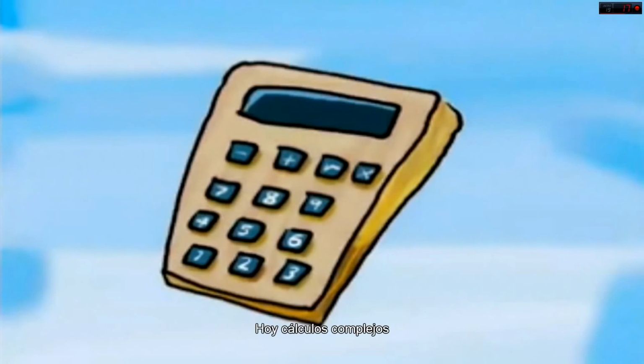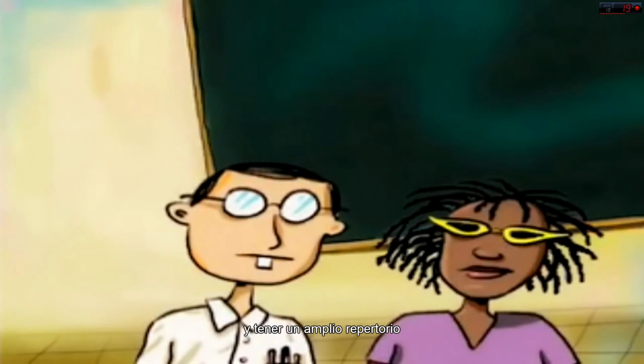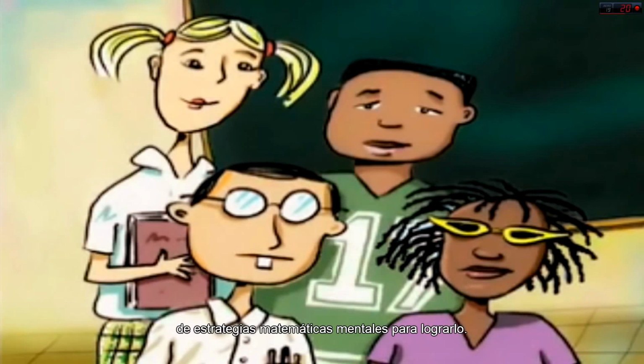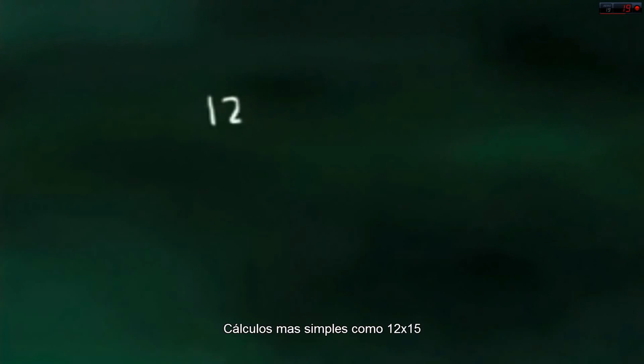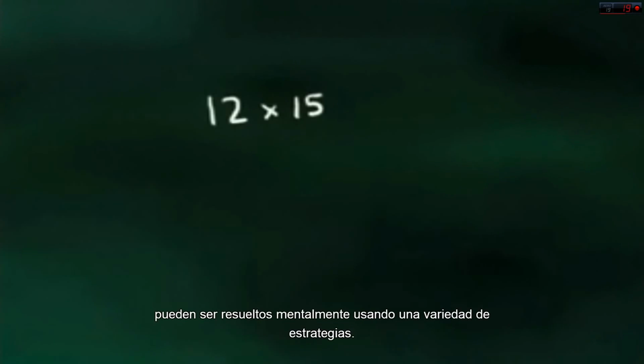Today, complex calculations are done with a handheld calculator. This means students need the ability to check the reasonableness of the answer and to have a rich repertoire of mental math strategies to do that. Most simpler computations, like 12 times 15, can be solved mentally using a variety of strategies.